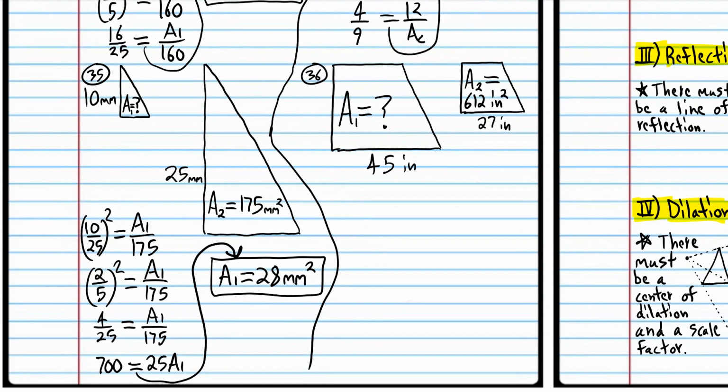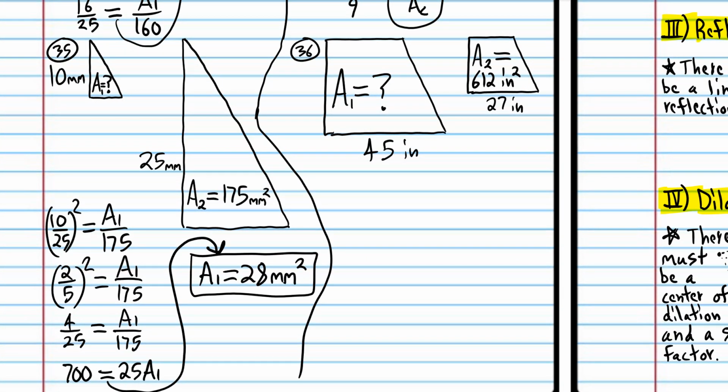All right, we're back. So let's see here, 45 over 27 squared is equal to A1 over 612. That's what that theorem tells us. The ratio of the areas of similar polygons is equal to the square of the ratio of corresponding sides. I know it sounds complicated, but as you can see, it's not really that complicated. So now we're going to reduce 45 over 27, divide both sides by 9, and we get 5 over 3 squared.